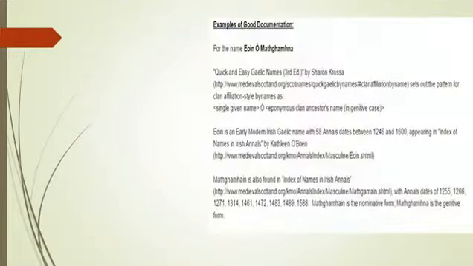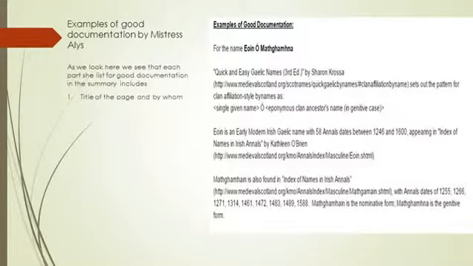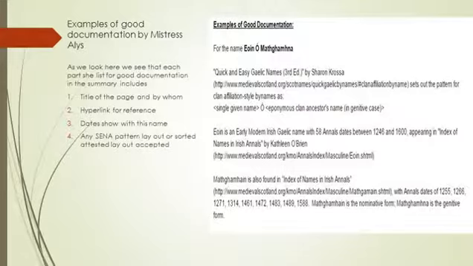It goes down to show examples of good documentation, what the College of Heralds likes actually seeing, what's noticeably going to step up and show what they're looking for when actually submitting a name. In this particular case, each part lists good documentation in the summaries to include title of the page and by whom, hyperlink for the references, dates shown with the name, any CINA attested pattern sorted.